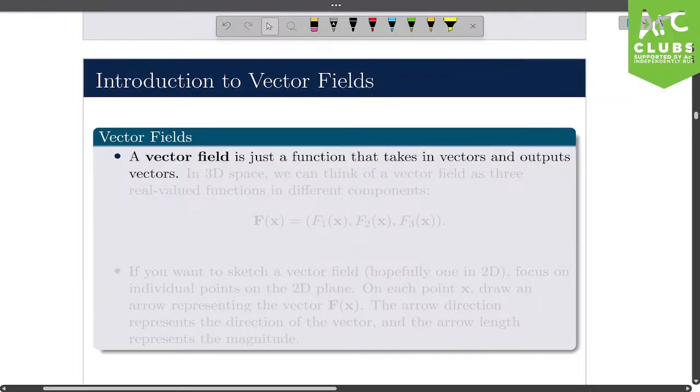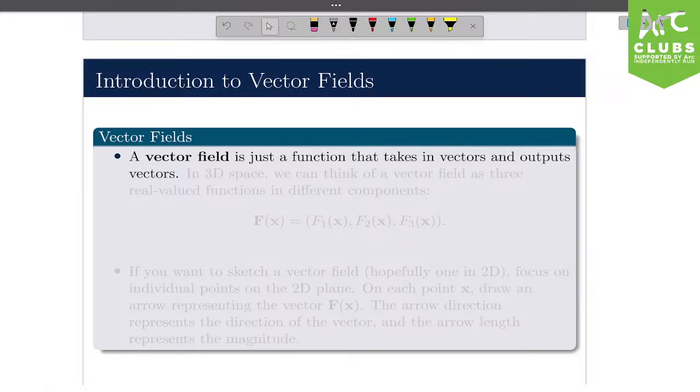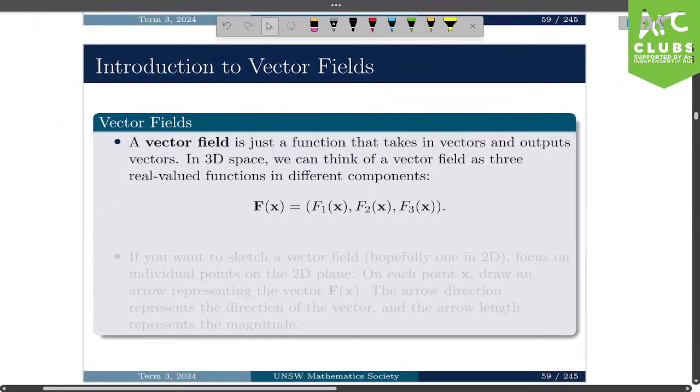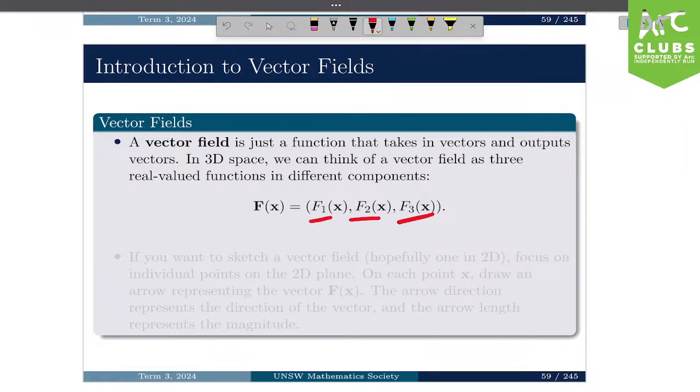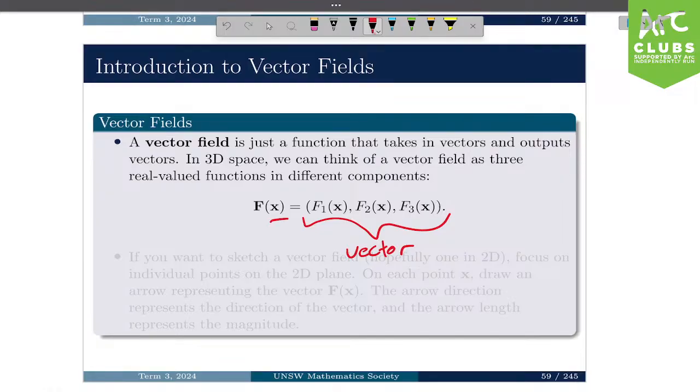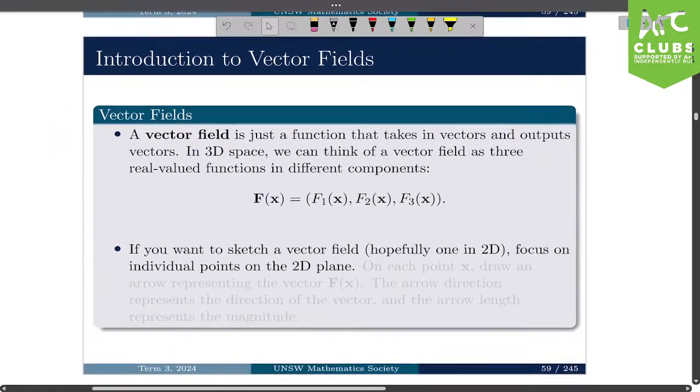So, starting with vector fields, we might as well introduce what a vector field is. In simple terms, a vector field is just a function that takes vectors in and outputs vectors. In 3D space, we can think of a vector field as 3 real valued functions, f1, f2, f3, and these give us our corresponding vector. And so is this little x here. So we're putting in a vector and we're getting out a vector. So nothing too crazy.